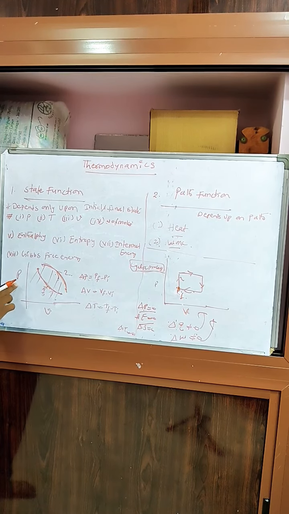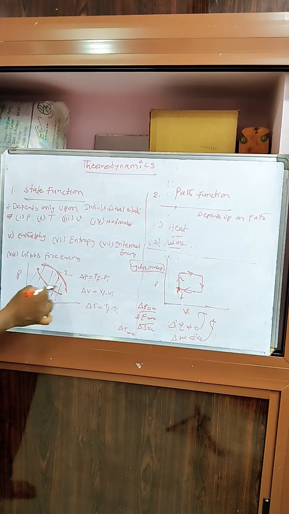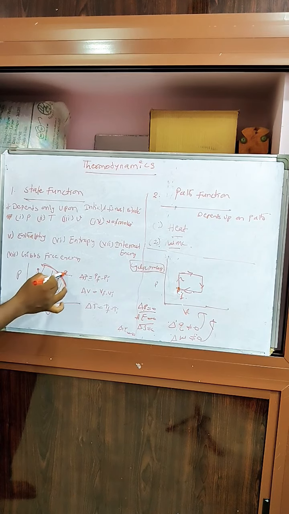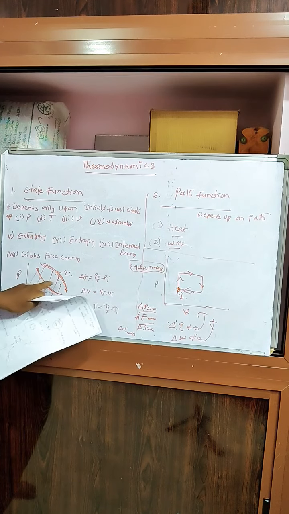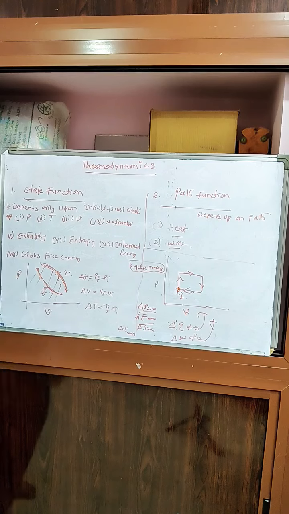If you consider a pressure-volume graph, in the first case pressure changes from here to here in the first path. In the second case, pressure changes from the same starting point to the same end. These 1 and 2 are the same. Why? Because these depend only on the initial and final state. They do not depend upon how the path is followed in the first case and the second case.